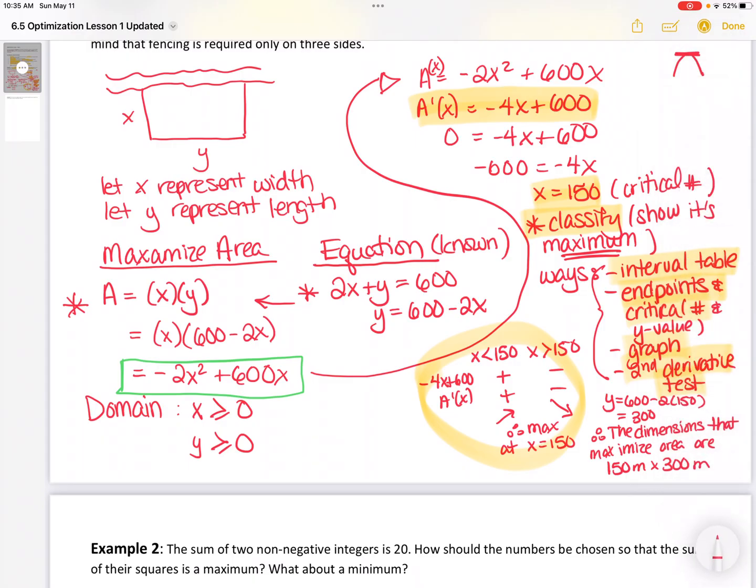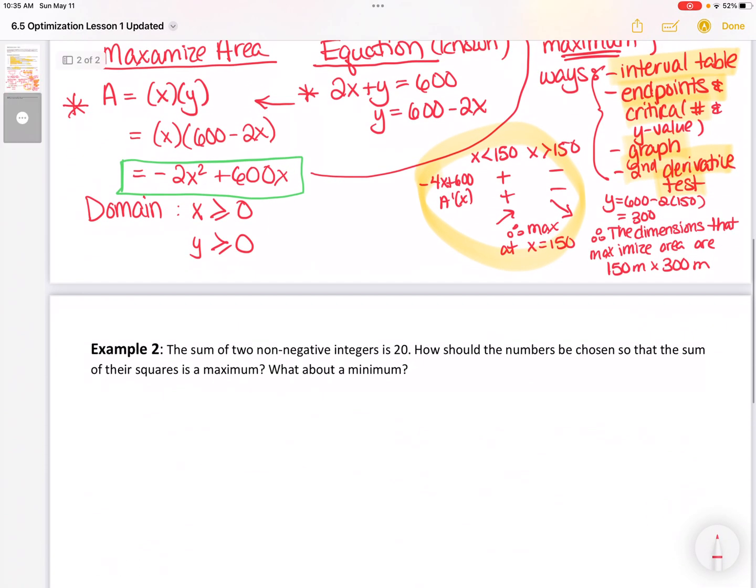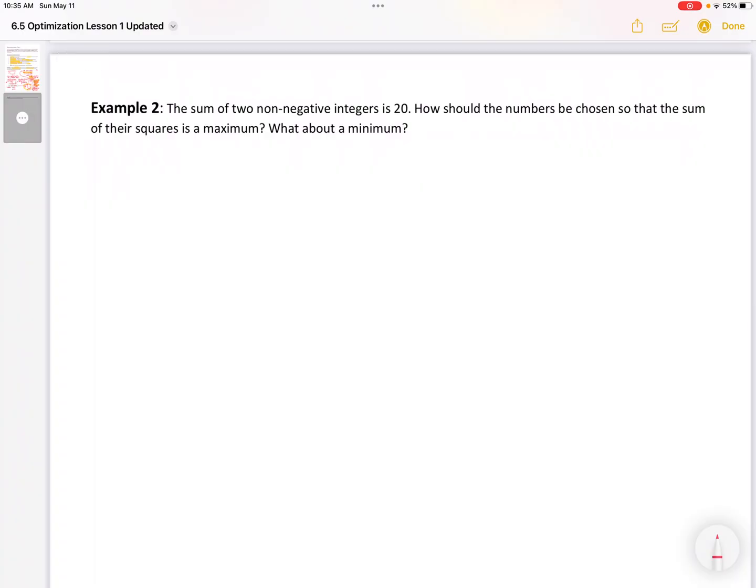And again, you'll have all types in your homework, so you're going to want to go over all of them. Here's our second example. We've got the sum of two non-negative integers, and that is 20. How should the numbers be chosen so that the sum of their squares is a maximum? What about a minimum? So the sum of two non-negative integers is 20. I'm just going to go ahead and write down that information that's given. Instead of drawing a diagram, I'm writing that down.